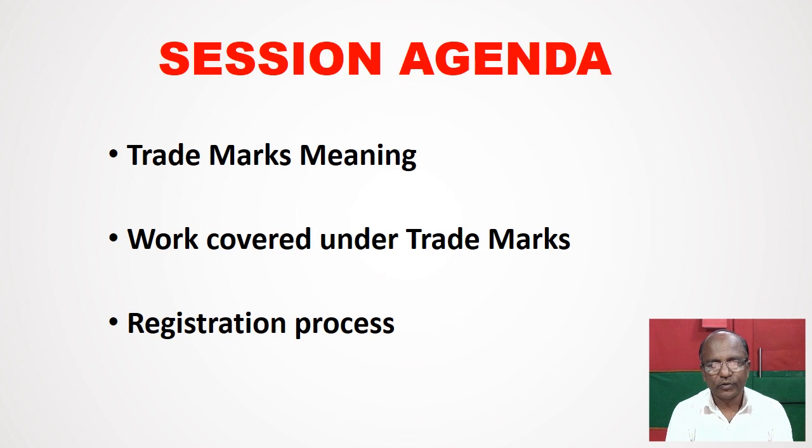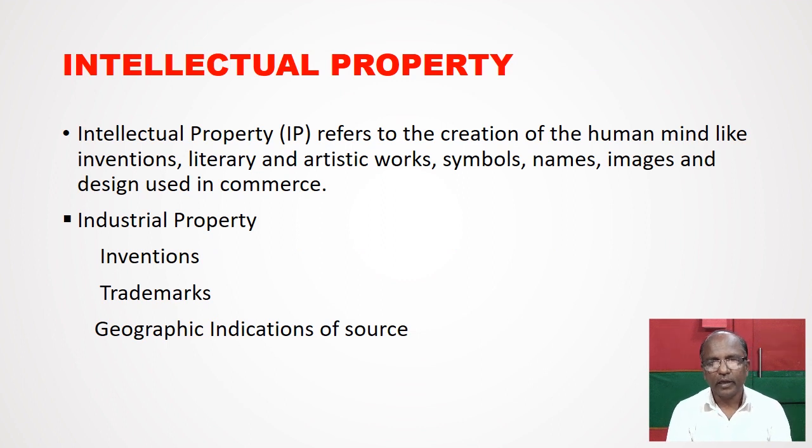In this session, we are going to discuss trademarks, their meaning, the work covered under trademarks, and the registration process of a trademark. In the earlier lecture, we discussed intellectual property. IP refers to the creation of human minds, like inventions, literary and artistic work, symbols, names, images and designs used in the field of commerce. Trademark is also one of the types of intellectual property.